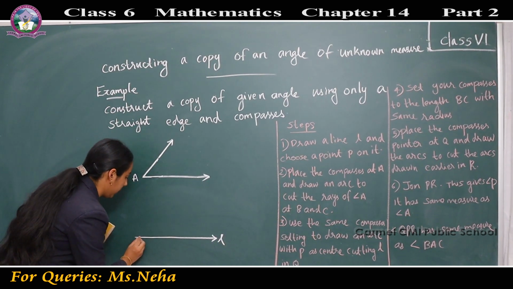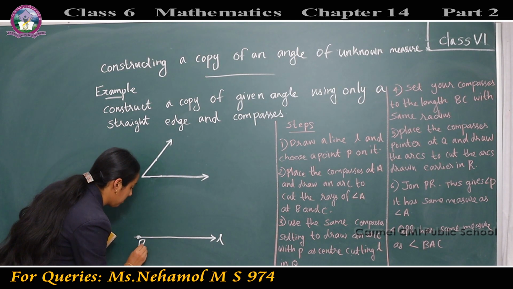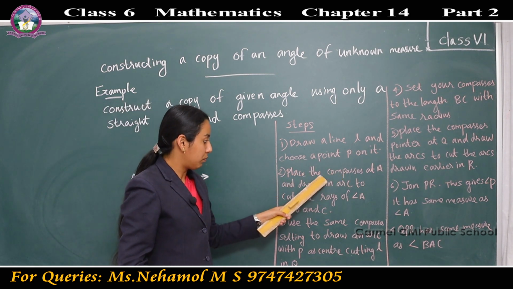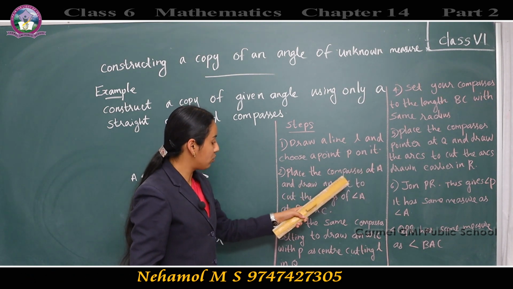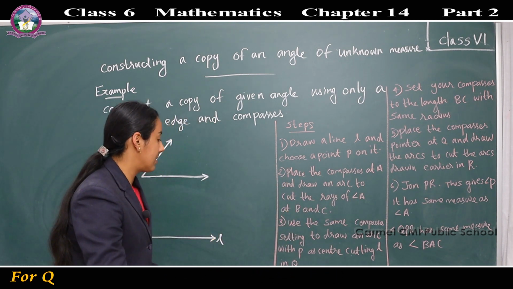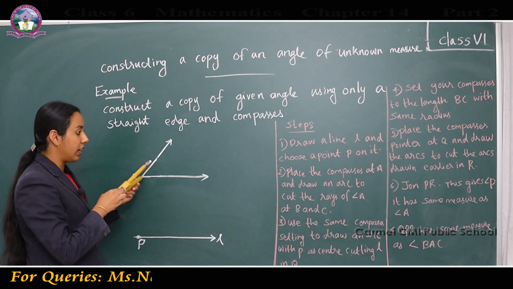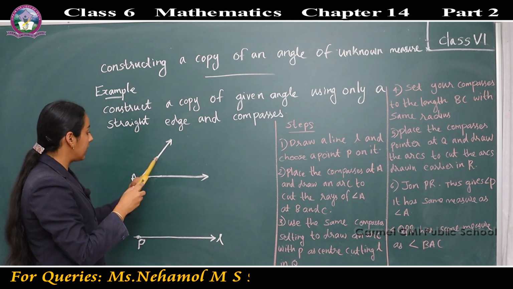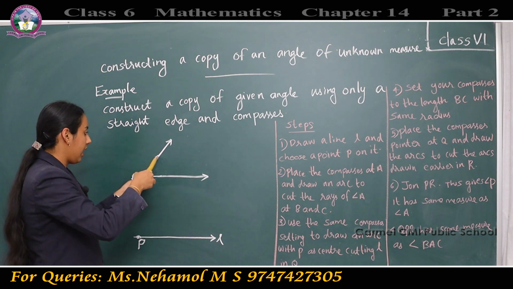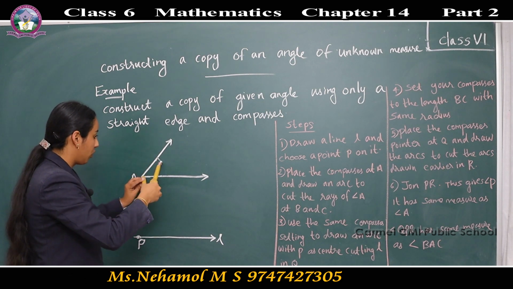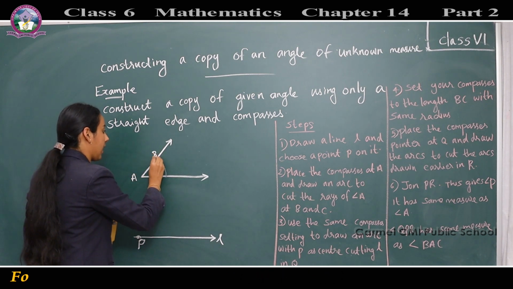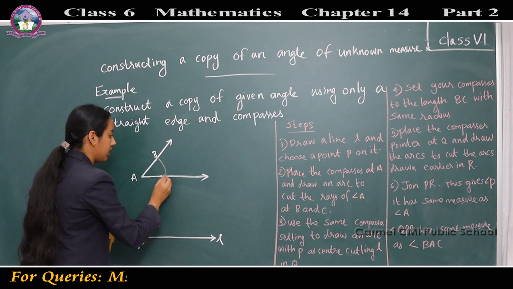Then choose a point P on it. Then place the compasses at A and draw an arc to cut the rays of angle A at B and C. These are the rays of A. So, place the pointer at A and draw an arc to cut the rays of angle A at B and C. Let this point be B and this one C.